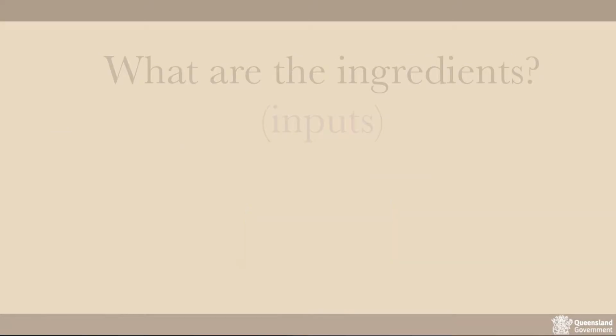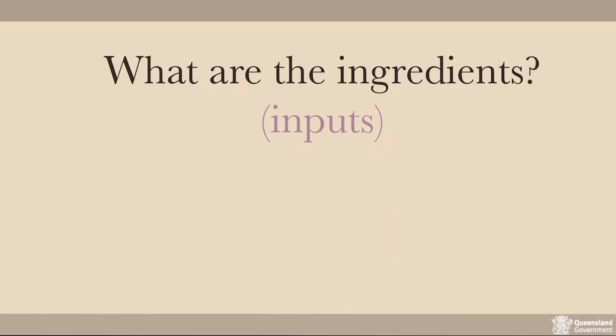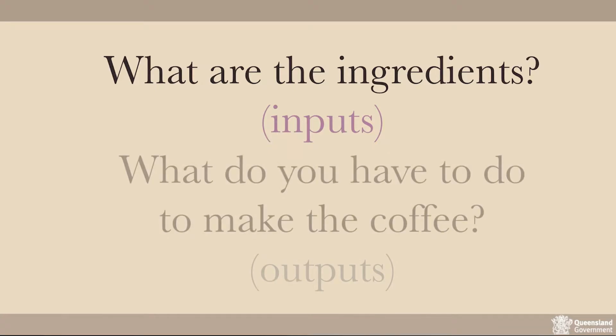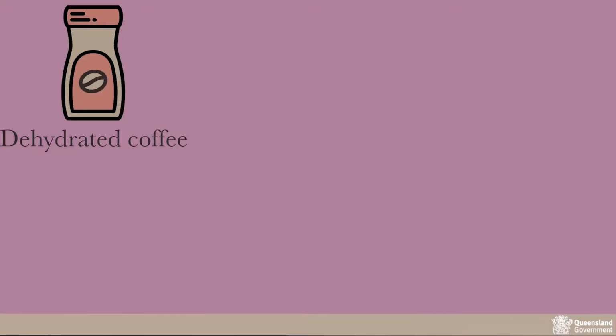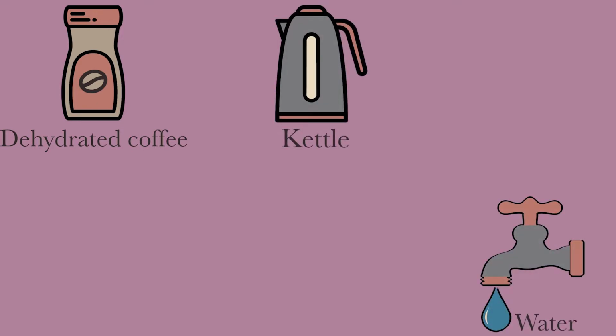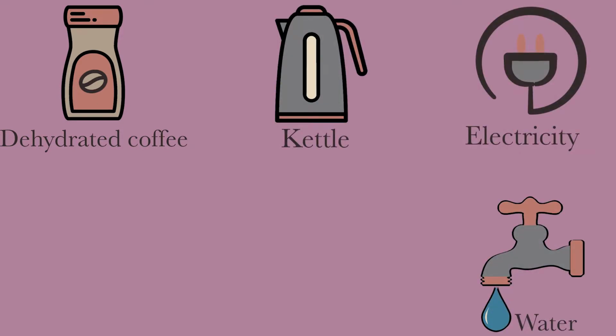You should also consider, what are the ingredients, i.e., what are the inputs? What do you have to do to make the coffee? That is, what are the program outputs? To make a simple cup of instant coffee, you will need dehydrated coffee, a kettle with water, a power source, milk, and a mug to drink it from.